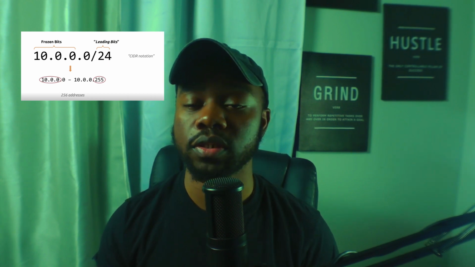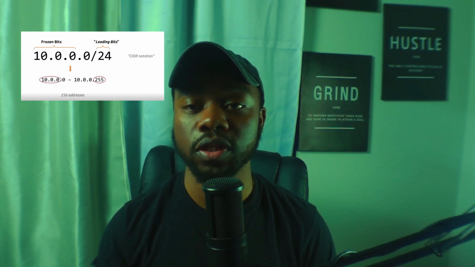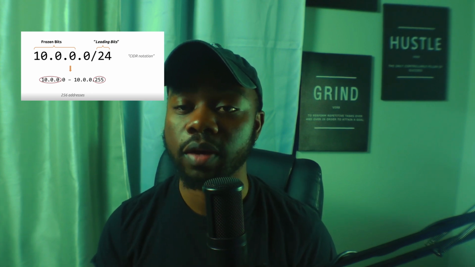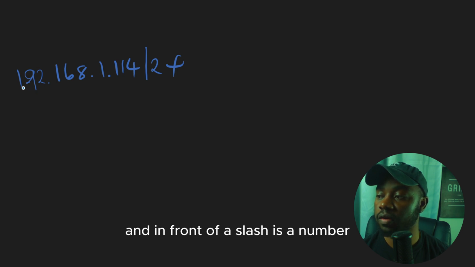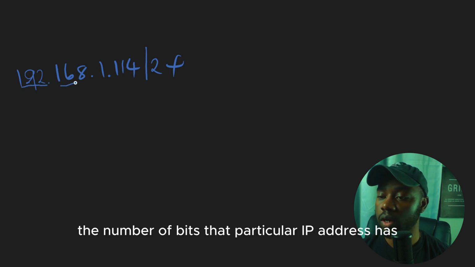CIDR represents an IP address followed with a slash, and in front of the slash is a number that represents the number of bits that particular IP address has. If we look at the following IP address that I have right here, it's 192.168.1.114 with a slash 24. So this is a regular IP address that we're used to, and this part of the IP address is the CIDR.